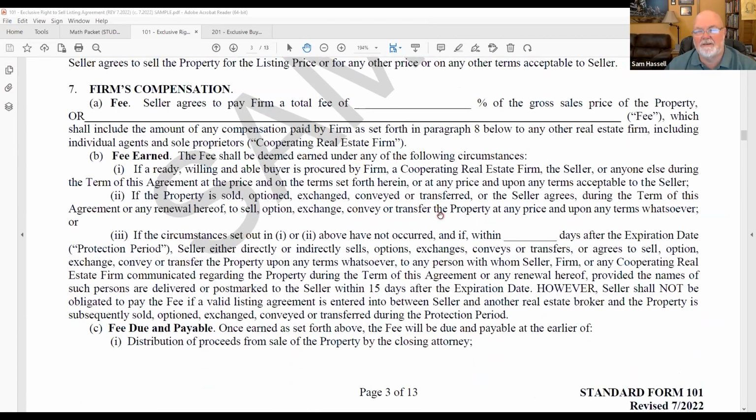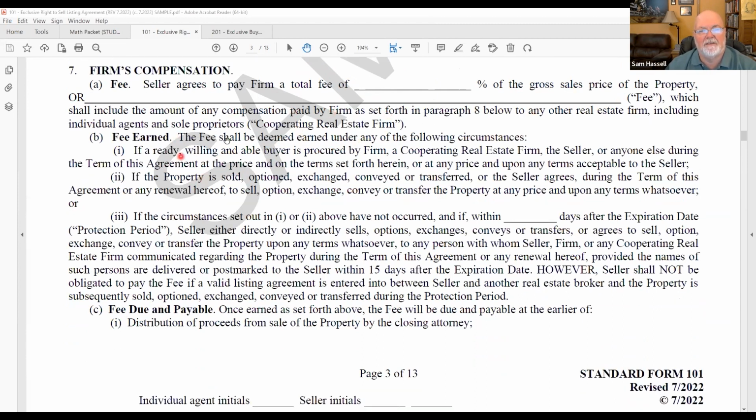Now, number 7 is going to be important. This is the firm's compensation. How much are they going to pay us? All right. What's our fee? What percentage of the gross sales price? Or are we working for a flat fee, which shall include the amount of the compensation paid by the firm?